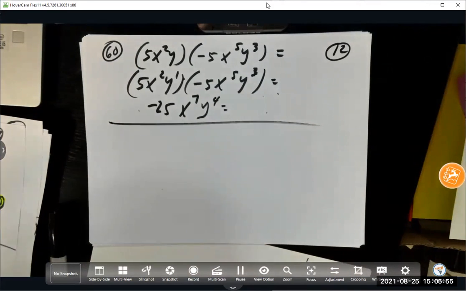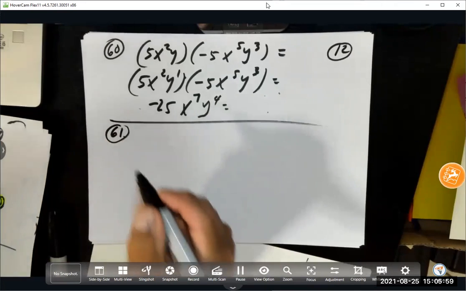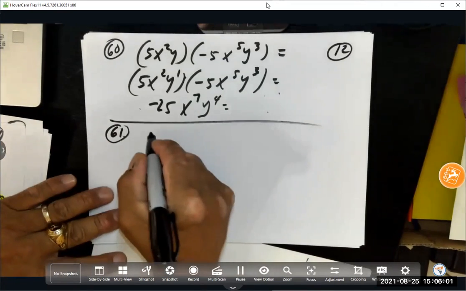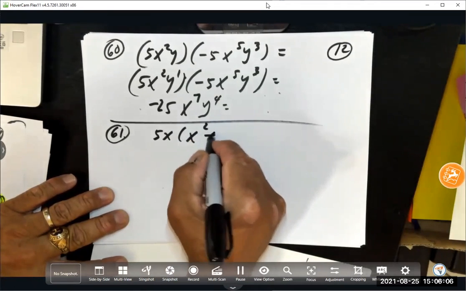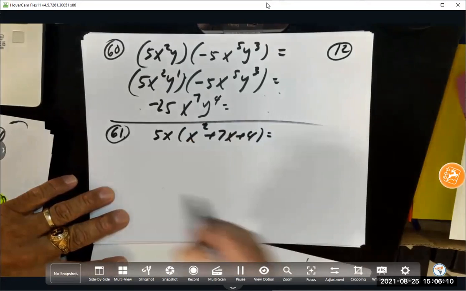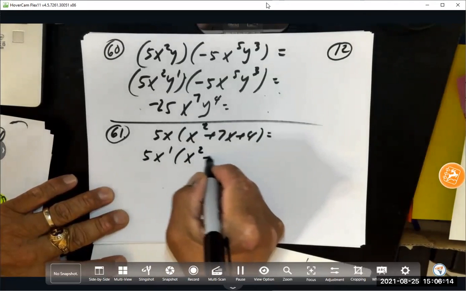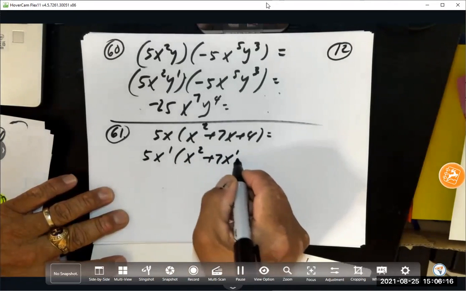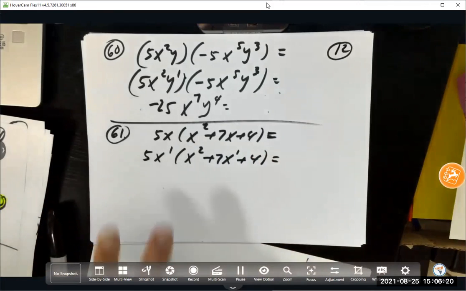All right, let's go to the next one then. If you say yes, go to the next one. Yes. All right, 61. It says 5x times x squared plus 7x plus 4. So I'm going to rewrite it this way: 5x to the 1 times x squared plus 7x to the 1 plus 4. Like that.